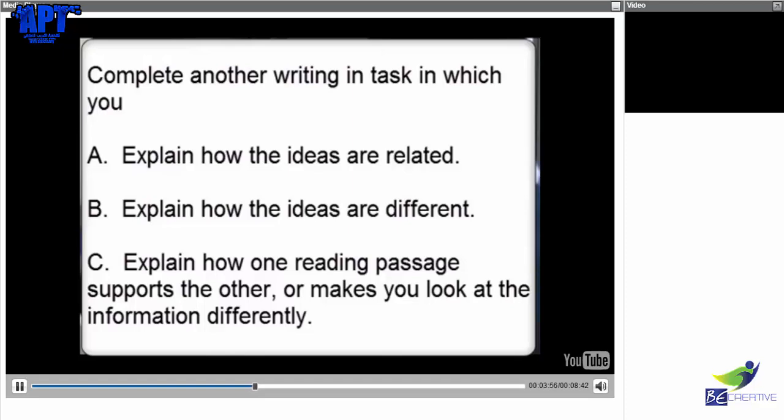ways they might be different, and the ways in which one article actually supports or makes you look at the other differently. The important thing is you're exploring the relationship between these 2 articles. This is a very important skill, and it helps you better connect the information in the listening to the information in the reading.